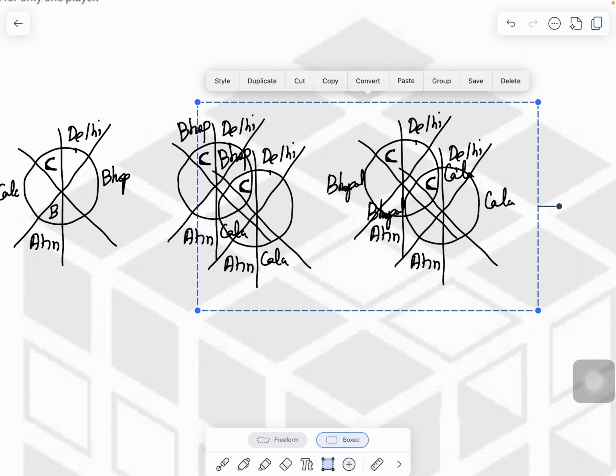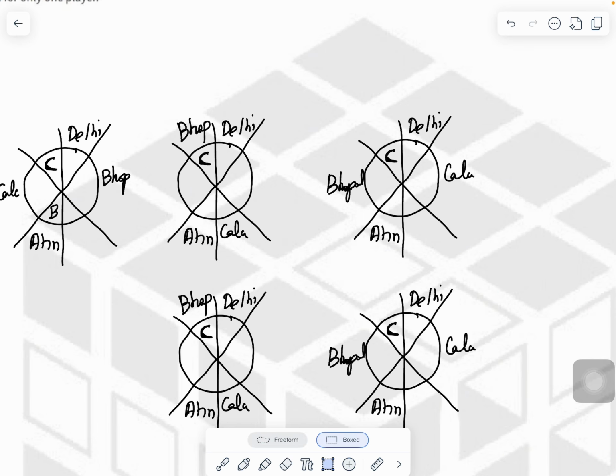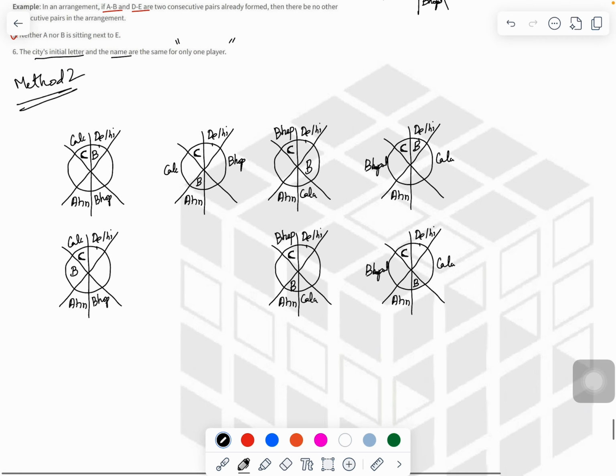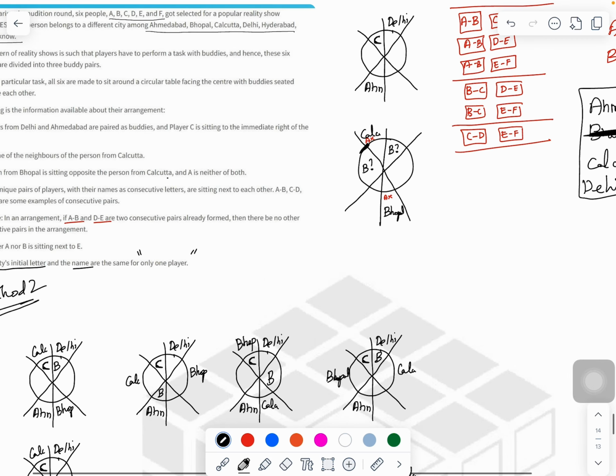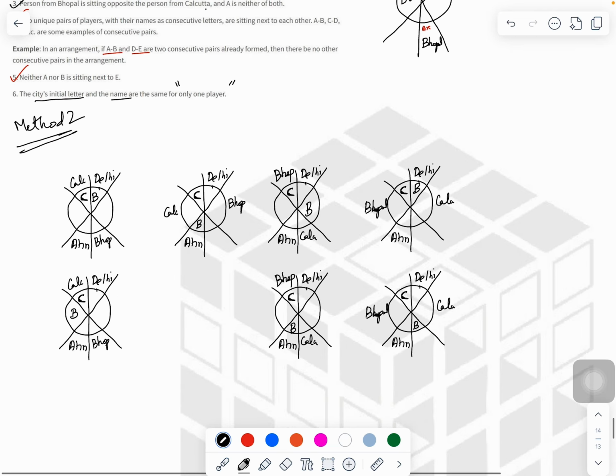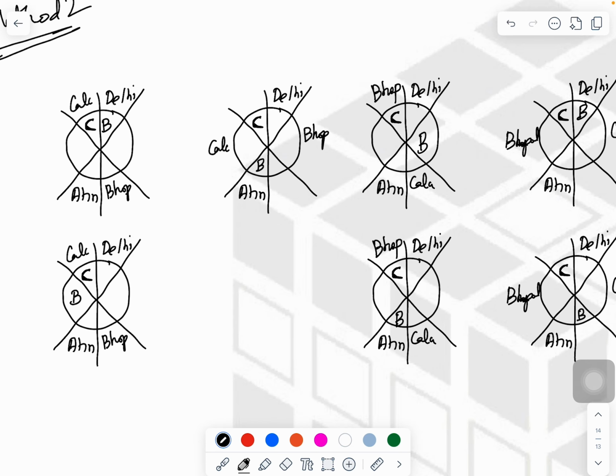So let me duplicate this. Here adjacent to Calcutta, B can come here or B can come here. Similarly, in the last case also, adjacent to Calcutta, B can come either here or B can come here. Now these are the 7 cases that I have, since I have merged these 2 data points. Now all I need to do is to check for this, and then we are done with this particular set. Let's enter into it.